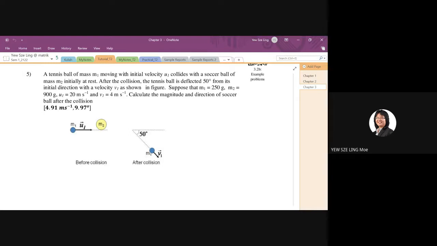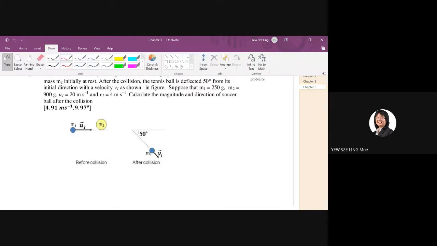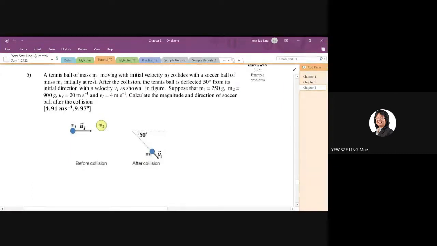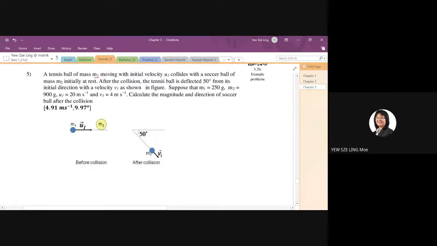Now, what does it mean by 2D questions? When it comes to 2D questions, it means you need to resolve it into x and y component. So let's look at question 5. Okay, question 5. Now a ball, a tennis ball of a mass m1 moving with an initial velocity u1.